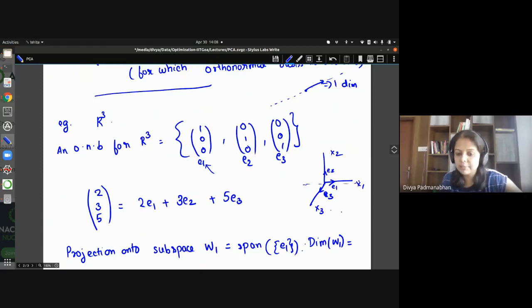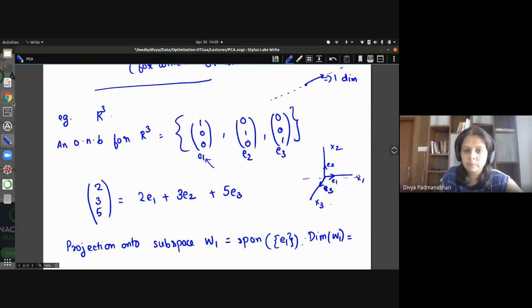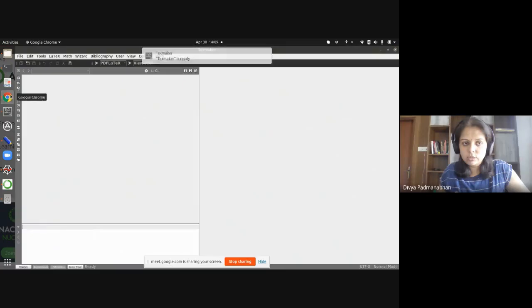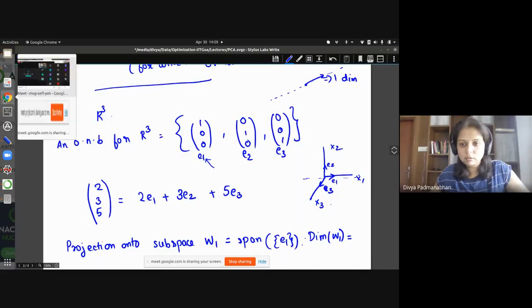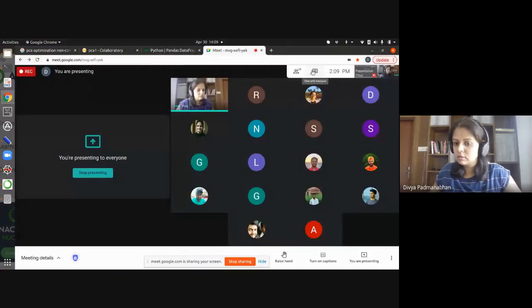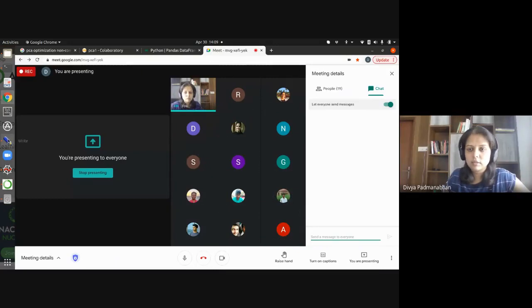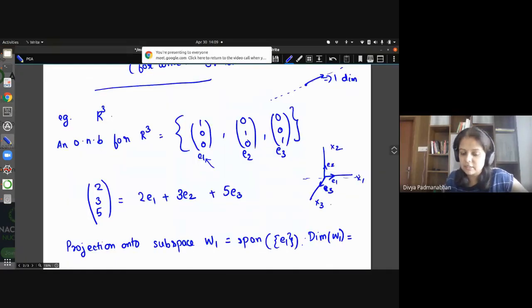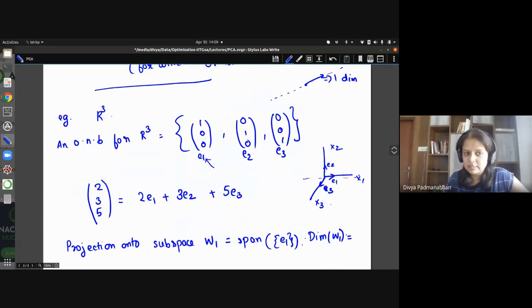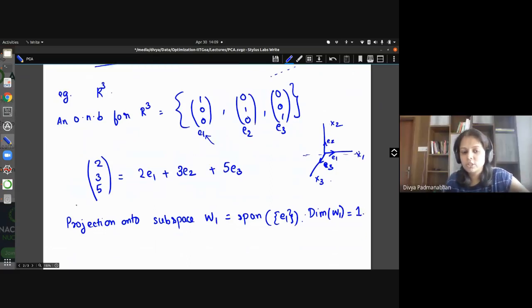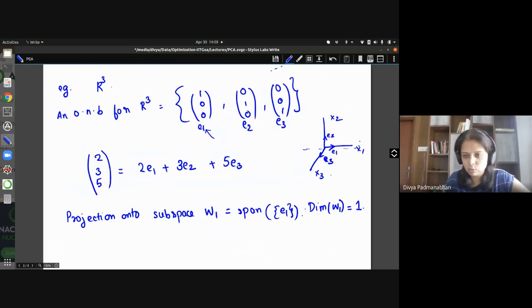And what is the dimension of this space? What's the dimension of W1? Am I audible? Yes, ma'am. Can you just tell me, I'm considering W1 as the span of E1. So E1 is this vector 1 0 0. So what's the dimension of the space? 1. 1, right?